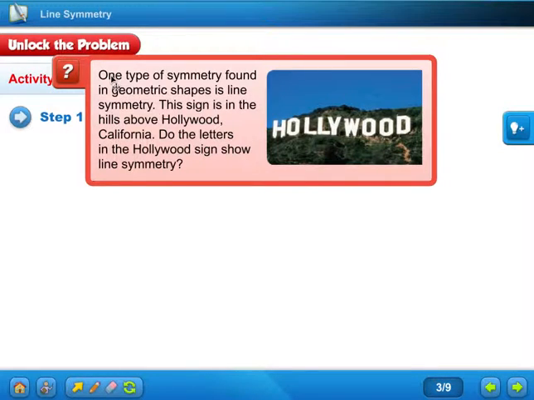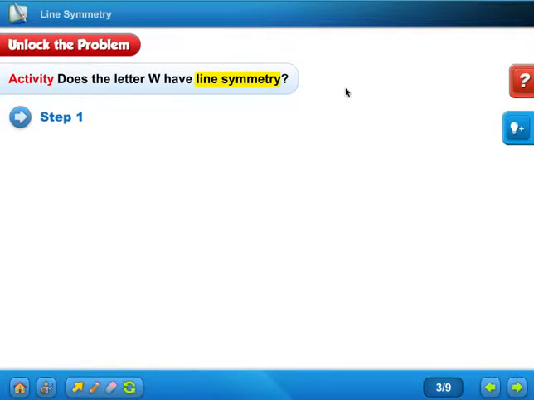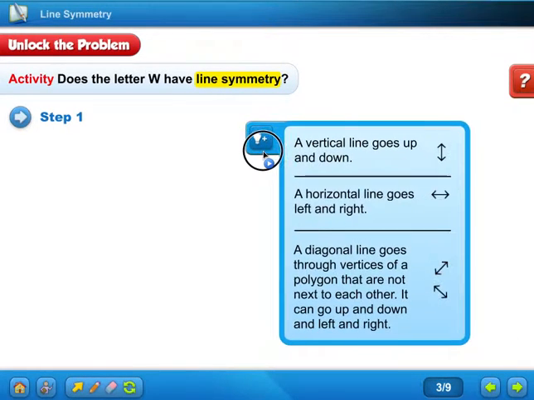So unlocking the problem says, one type of symmetry found in geometric shapes is line symmetry. This sign is in the hills above Hollywood, California. Do the letters in the Hollywood sign show line symmetry? So we're looking at each letter and we're going to see if it shows line symmetry. First of all, we have to know what line symmetry is. Do we know what line symmetry is?